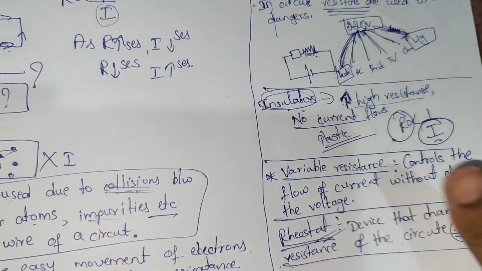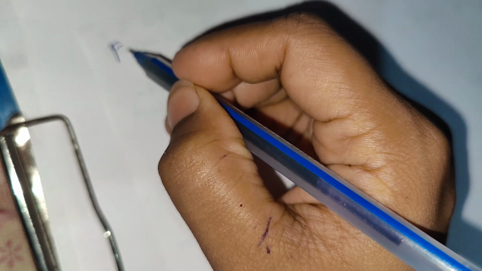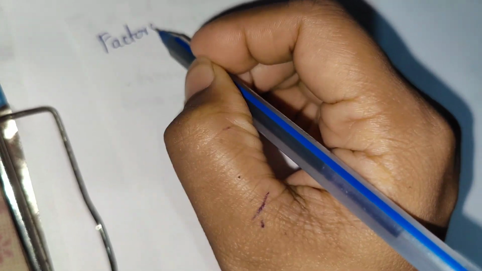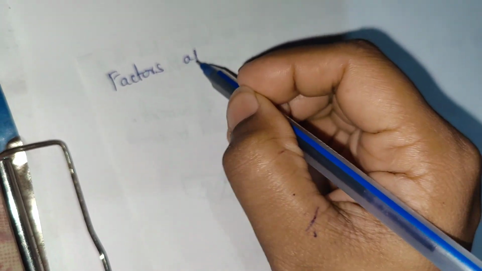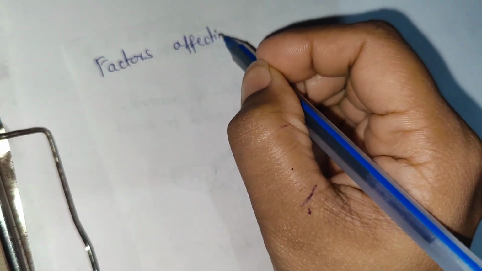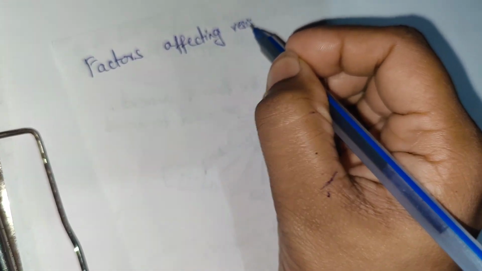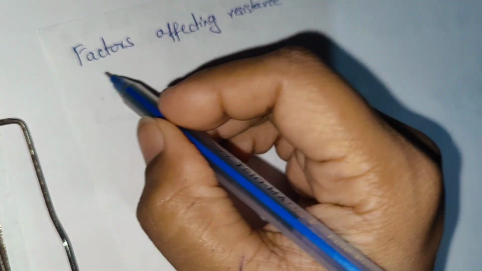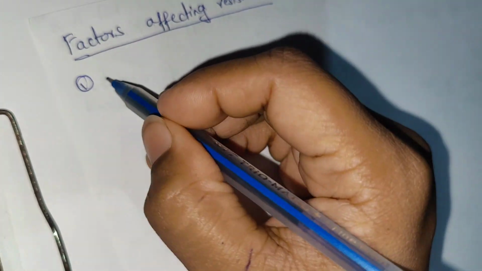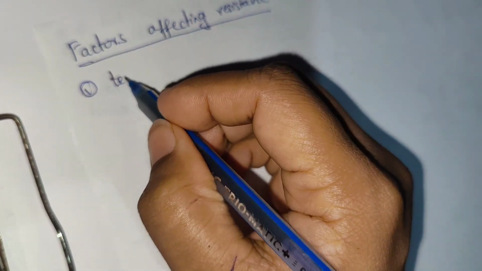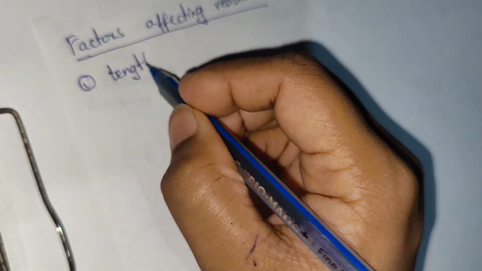Next one is factors affecting resistance. Next one is an important concept, factors affecting resistance. So what are all the factors that affect the resistance? So first factor, length of the wire. So what is that length of the wire?